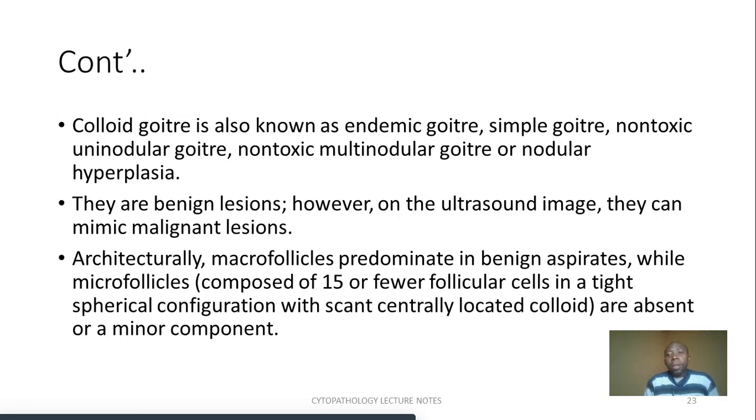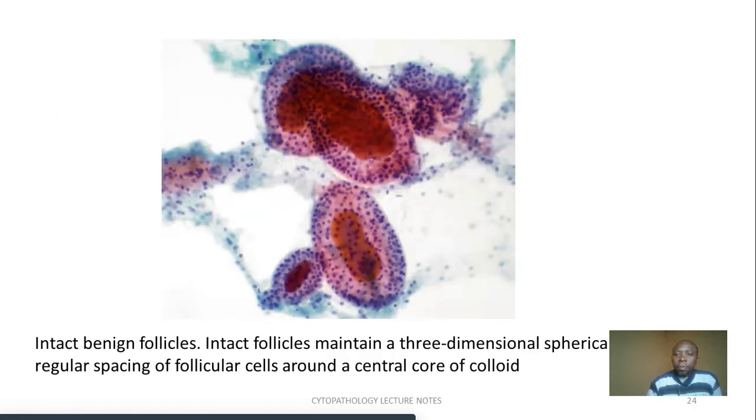That's why we regard them most of the time to be non-toxic, endemic, because they are not malignant in that case. So architecturally, we find that microfollicles predominate in benign aspirates. Microfollicles are composed of about 15 or fewer follicular cells in a tight spherical configuration with a scant, centrally located colloid, absent or minor components.